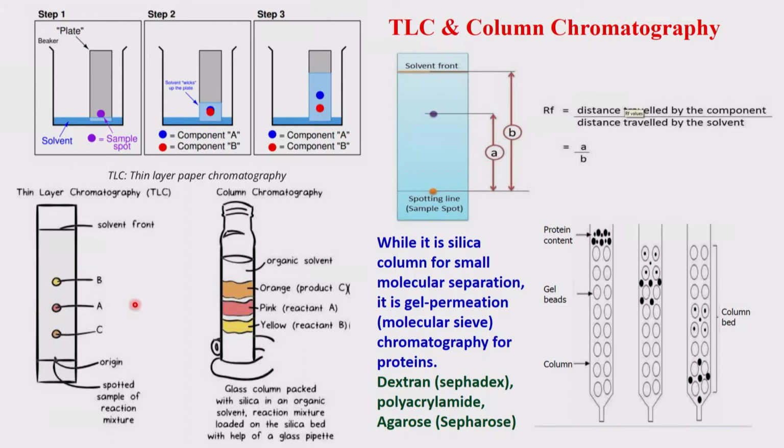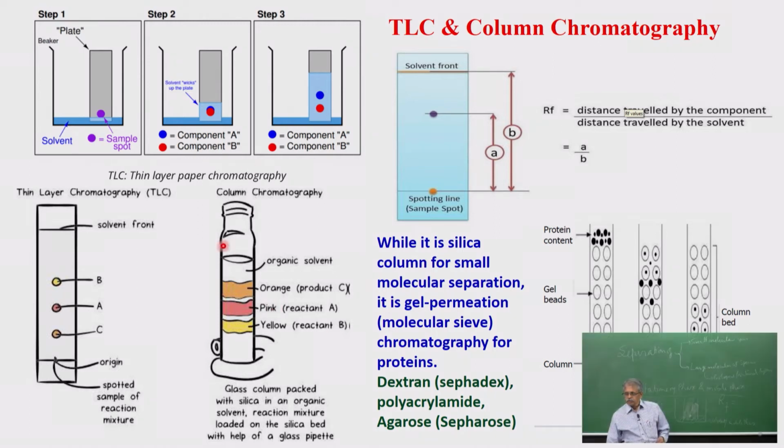You can also see another example. Instead of using a thin layer, you can also use a column. So this is using a column, and you have the material and you have a solvent. It goes through this, etc. This is not shown. And now the compound has moved, and therefore you have some orange, pinkish, yellowish bands, A, B, C. Now you can cut each of these bands and extract it so that you can separate the compound. So not just looking at it as in the TLC, where you don't separate it, but using the column, you can separate it. The TLC is called a qualitative kind of check.